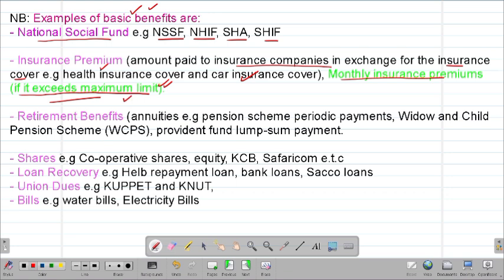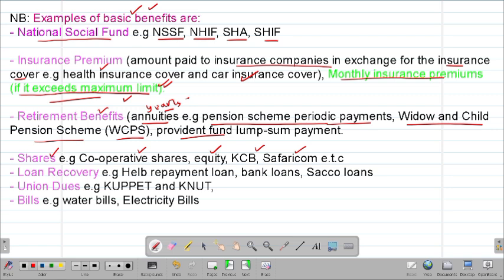Another example of basic benefits, we have the retirement benefits. For example, annuities. Annuities are usually paid on a yearly basis, that is annually. A good example is the pension scheme, periodic payments. We can also have the widow and children pension scheme, abbreviated as WCPS. We have the provident fund lump sum payment. We can also have the shares as part of the basic benefits. You could be paying shares in cooperative shares, equity, KCB, Safaricom Limited, etc.